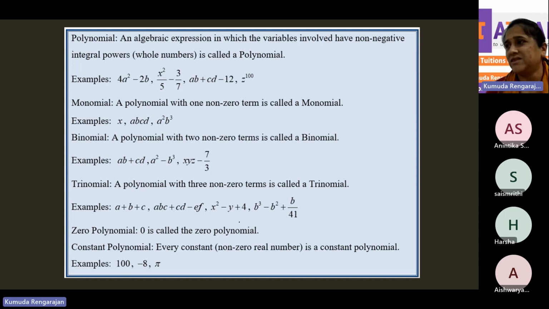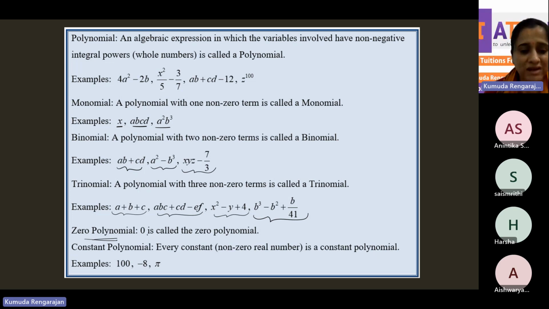So I think you can understand examples, children. You can see here, these are monomials. Binomial meaning 2 terms, and all these are polynomials. Here you can see 3 terms, 3 terms, 3 terms. All these are polynomials: with 1 term, monomial; with 2 terms, binomial; with 3 terms, trinomial.